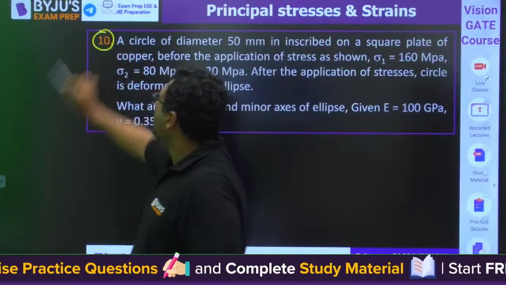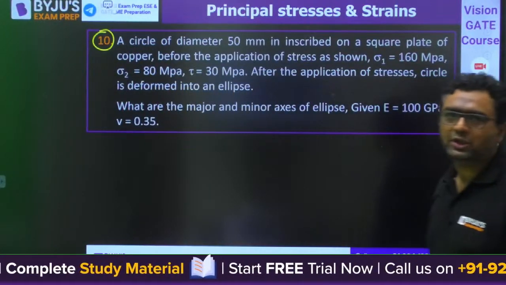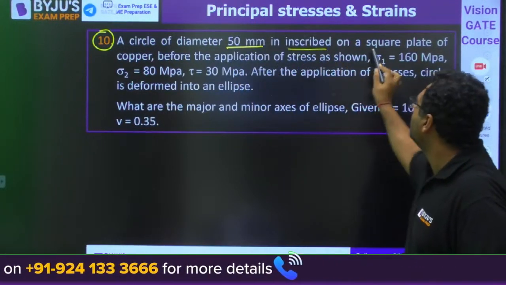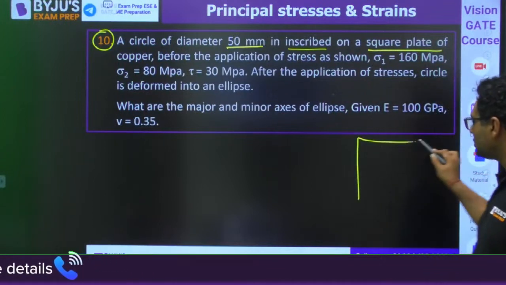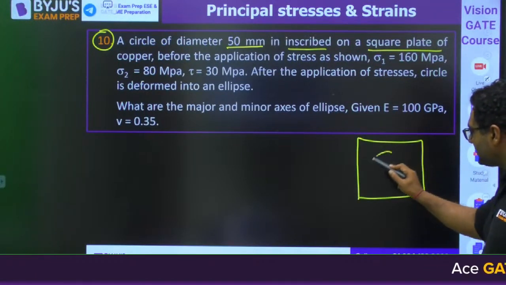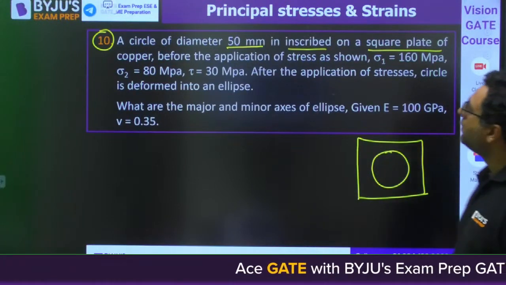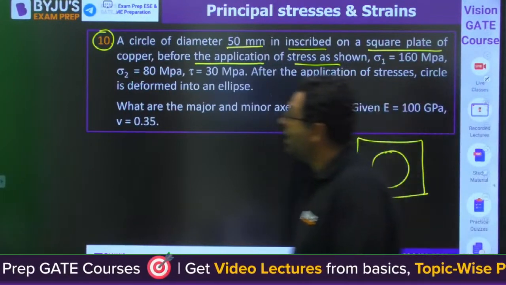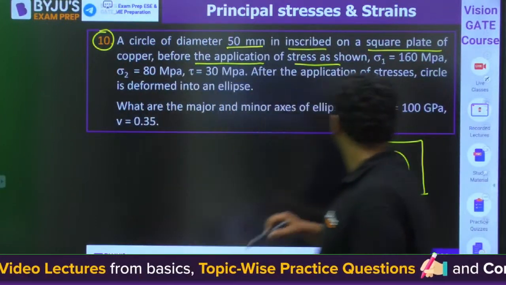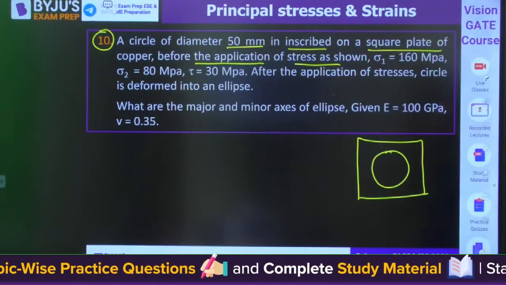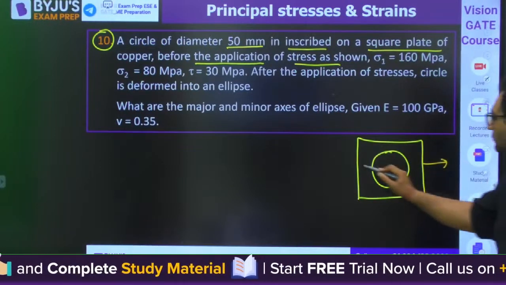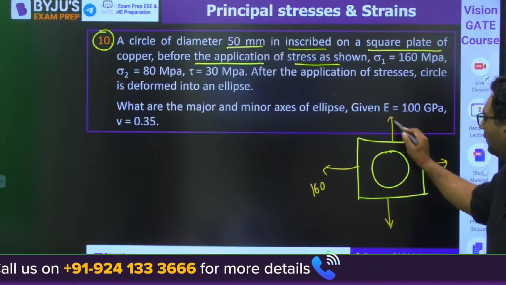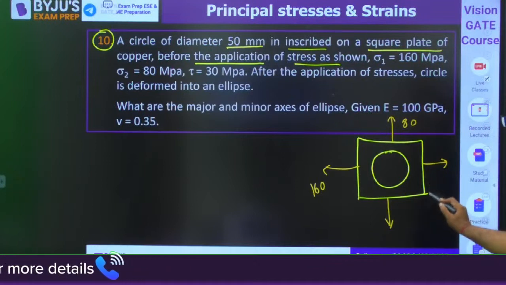Moving to question number 10. This is one of my favorite types of question, where a circle of diameter 50 mm is inscribed on a square plate, like this, before the application of the stress as shown in the figure. After that we applied the stresses. And what are the stresses? 160, 80 and 30.